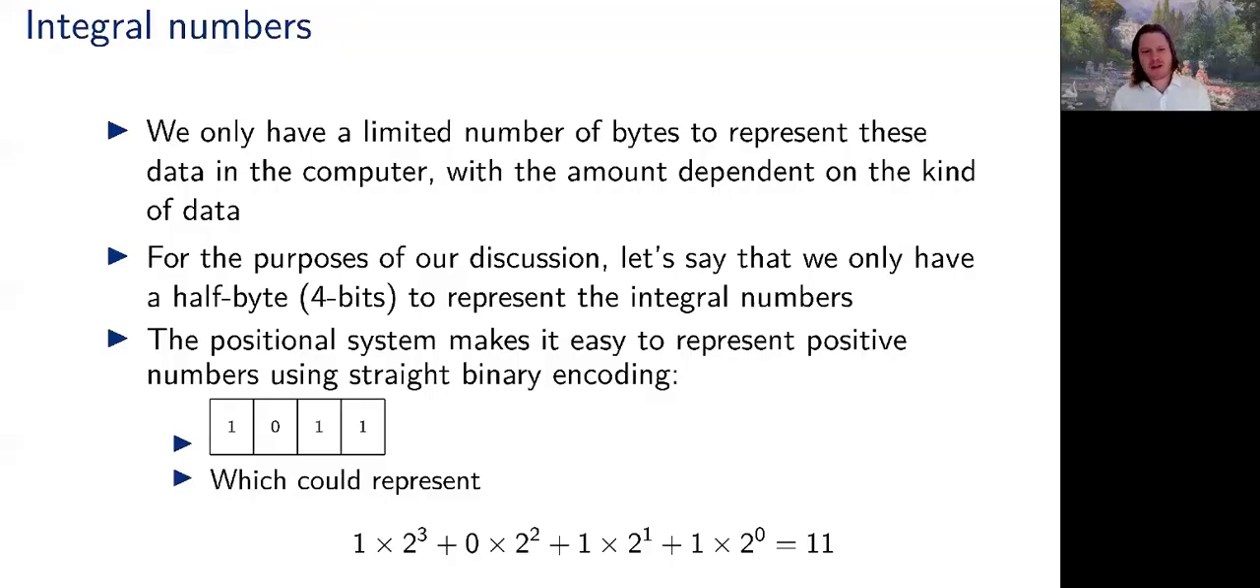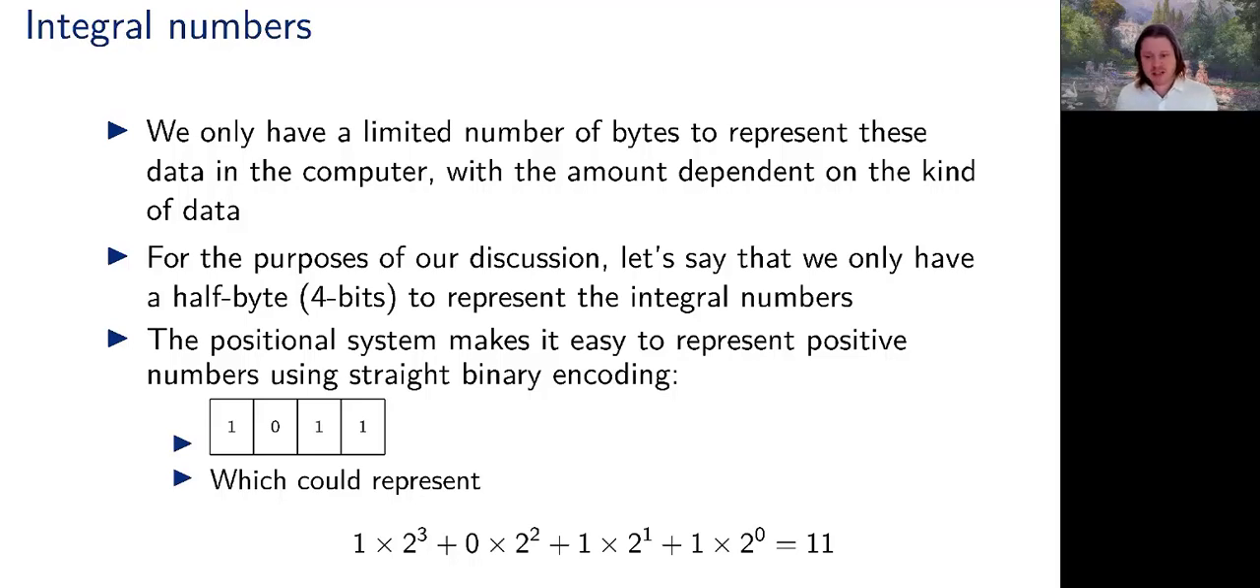Howdy and welcome back. So where we left off was we were talking about how do we encode integral numbers in memory? And we started our discussion with just a half byte of memory. So we had 4 bits to represent some sort of number. And we said this positional number system makes it awesomely easy to represent positive numbers just using straight binary encoding.